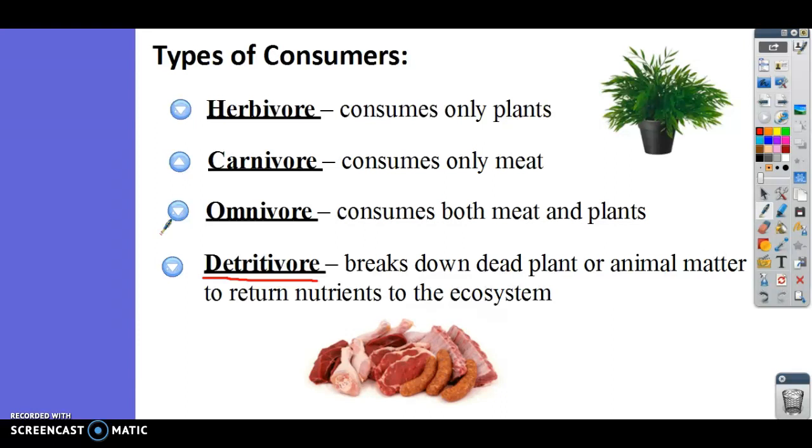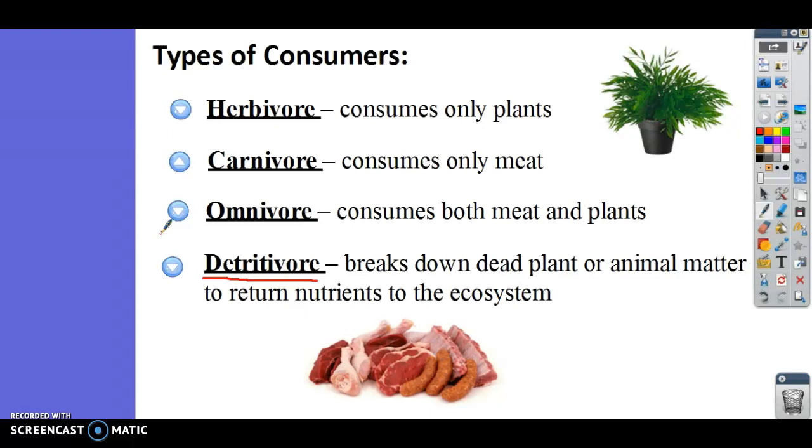Some good examples of this: we get earthworms. Dung beetles break down dung, basically animal poop. Fungi, like mushrooms, break down dead plant matter and animal matter, and what they do is they turn it into soil. So earthworms do this, and fungi.